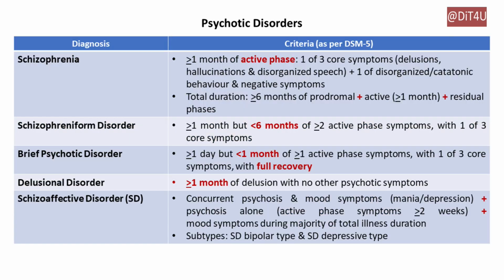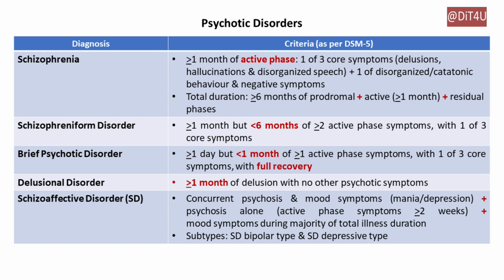Psychotic conditions, schizophrenia. One or more than 1 month of active phase, very important. And during the active phase, one of the three core symptoms has to be present. The core symptoms are delusions, hallucinations, and disorganized speech, which is reflective of disorganized thought disorder. Plus at least one of disorganized or catatonic behavior and negative symptoms. Negative symptoms means alogia, avolition, anhedonia, and flat affect. All the things beginning with A. So any one of those, but at least one of the three core symptoms has to be present.